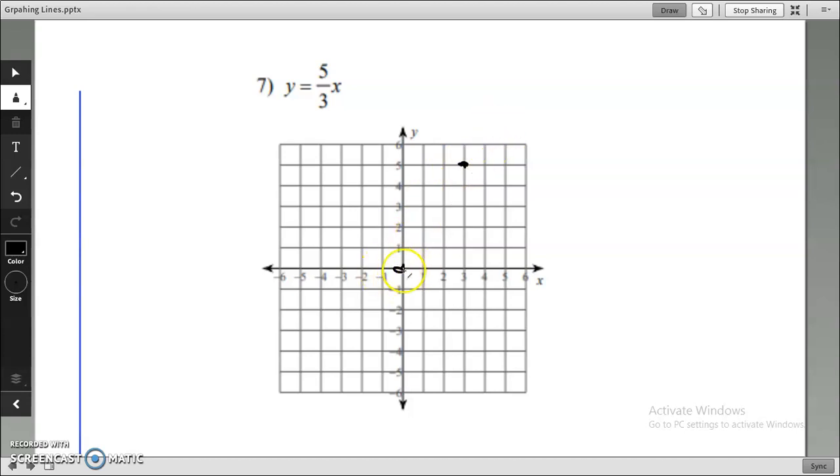And let's go down 5 this time. 1, 2, 3, 4, 5, and over 3. 1, 2, 3. All right, so let's see if I can connect my line. It kind of connected.